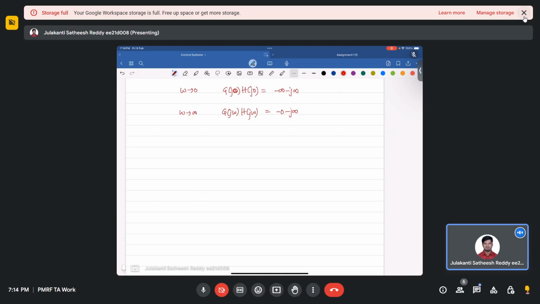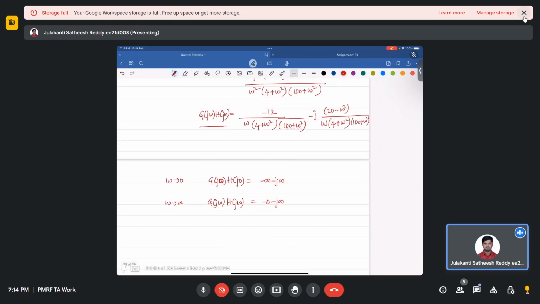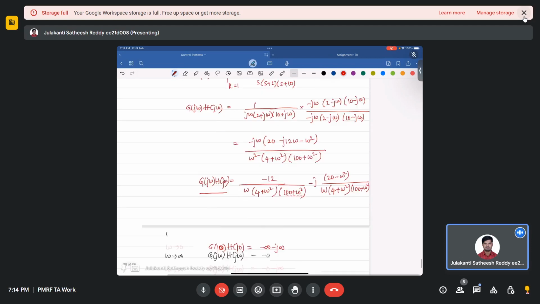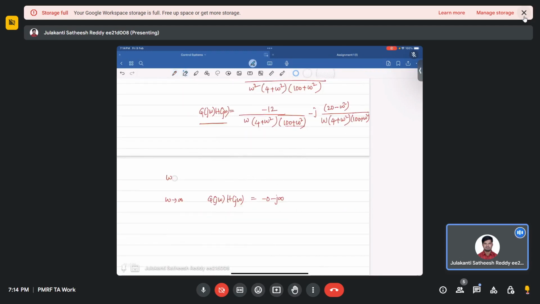Now the real intention of making it into real and imaginary parts is just to know whether it is crossing the real and imaginary axis or not. You can do that by making the imaginary part equal to 0, as well as the real part equal to 0. One more way is to put s equals j omega and find the angles: the magnitude of g of j omega h of j omega at an angle of g of j omega h of j omega, like a polar form.